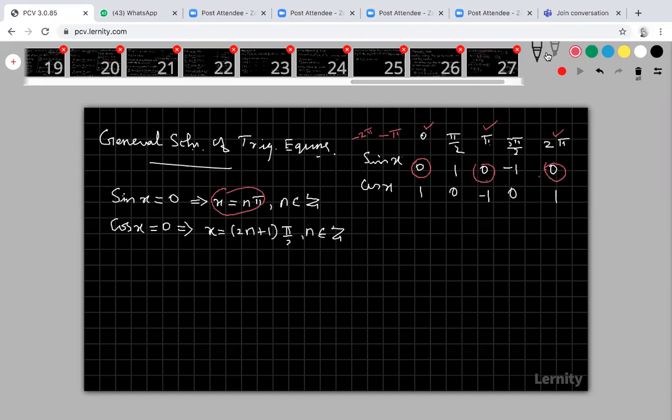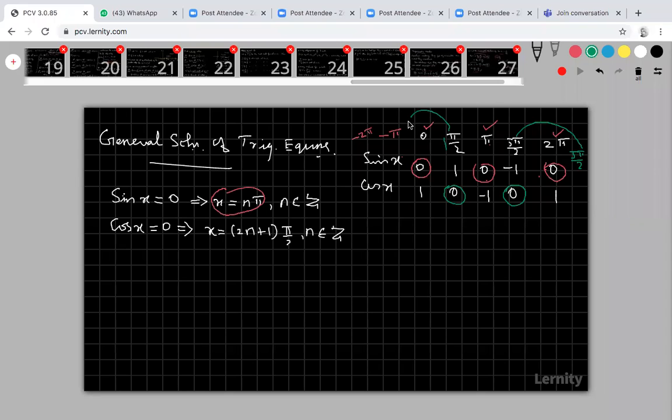Similarly, come to this. Here, when cos x is 0: cos pi by 2 is 0, cos 3 pi by 2 is 0. Here 1 pi by 2, here 3 pi by 2. This is actually 2 pi by 2, but that is not 0. 1 pi by 2 is 0, 3 pi by 2 is 0. Similarly, next, cos of 5 pi by 2 is 0.